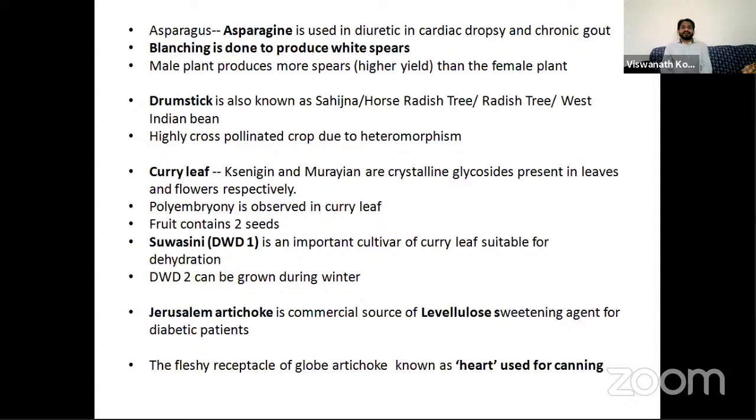And curry leaf, there are two important varieties in curry leaf: Suvasini or DWD 1.